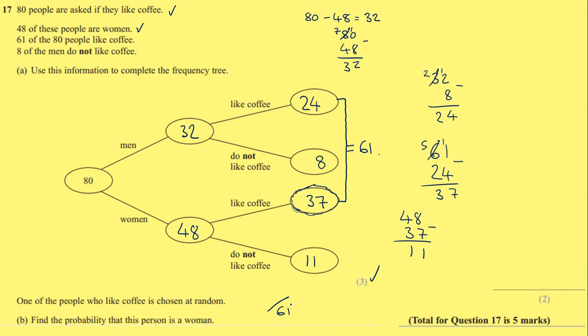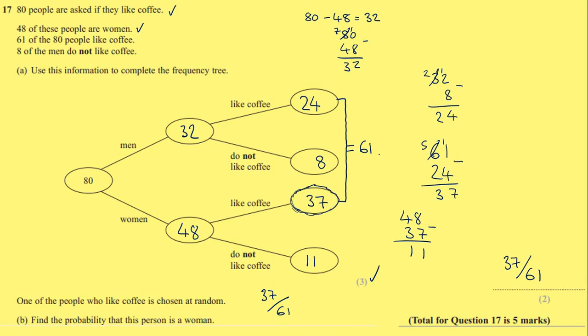So I get them all run around in the school hall. I've got 61 people in there, all pepped up on coffee, and I run them around. And then I'm going to pick out one of them at random, and I'm going to pick out a person that's a woman. Well, of those 61 people, 37 are women. So we've got 37 out of 61.